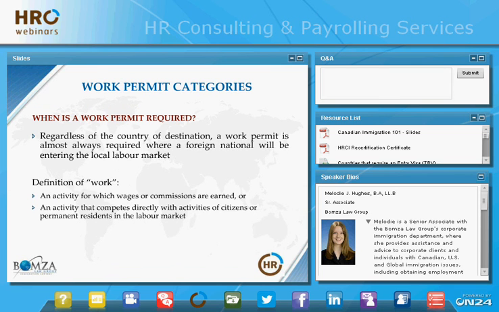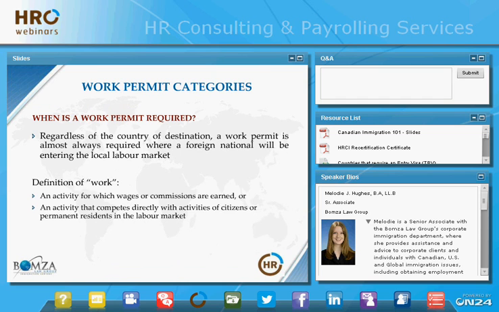However, looking at the definition of work under Canadian immigration laws, it's defined as an activity for which wages or commissions are earned, which, as I mentioned, the moment you're on Canadian payroll, you do need a work permit, or it's an activity that competes directly with activities of citizens or permanent residents in the labor market.